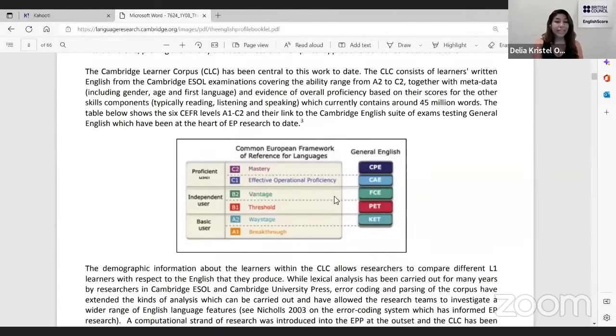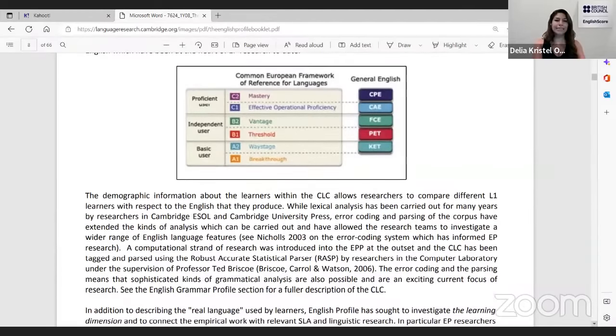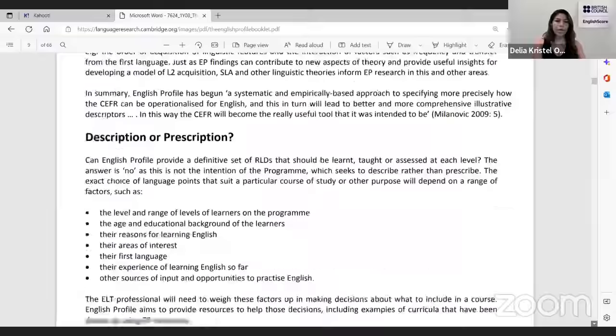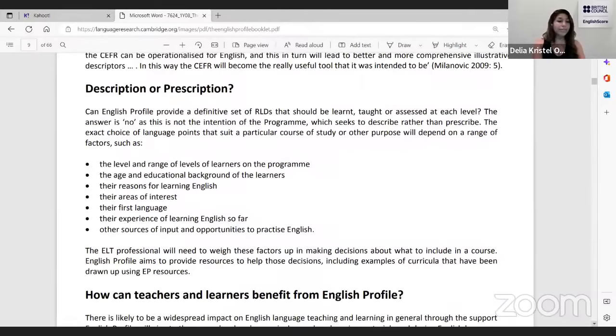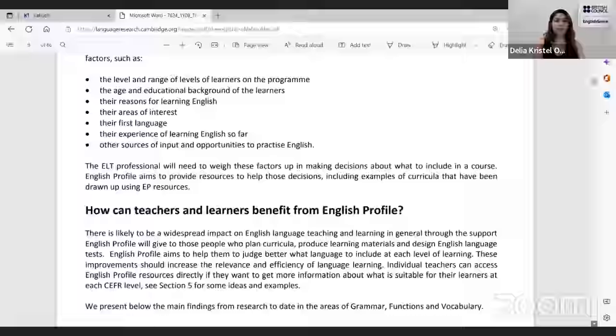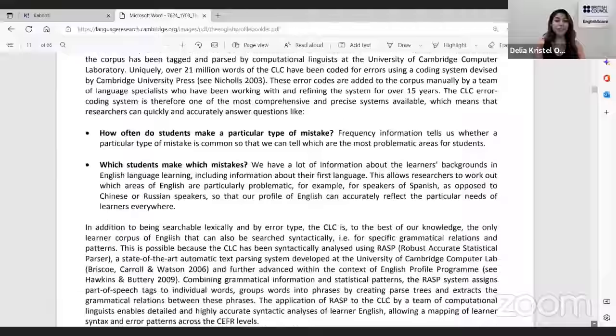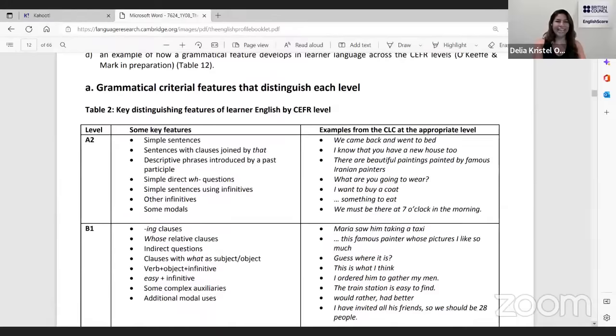For example, here they show you, if you are a basic user, what kind of English test you should take. They are also describing some interesting things about how teachers and learners can benefit from this booklet. And wait a minute, don't be anxious. Here it is. This is something that I found very useful for all of you teachers.